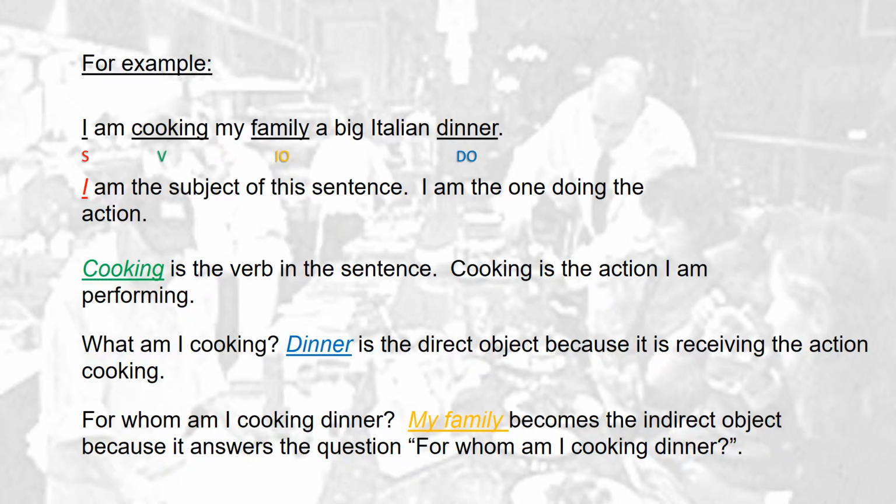So I'm the subject of the sentence. I'm the one doing the action. Cooking is the verb in the sentence. Cooking is the action I'm performing. What am I cooking? Dinner. Dinner is the direct object because it is receiving the action cooking. For whom am I cooking dinner? My family becomes the indirect object because it answers the question, for whom am I cooking dinner?